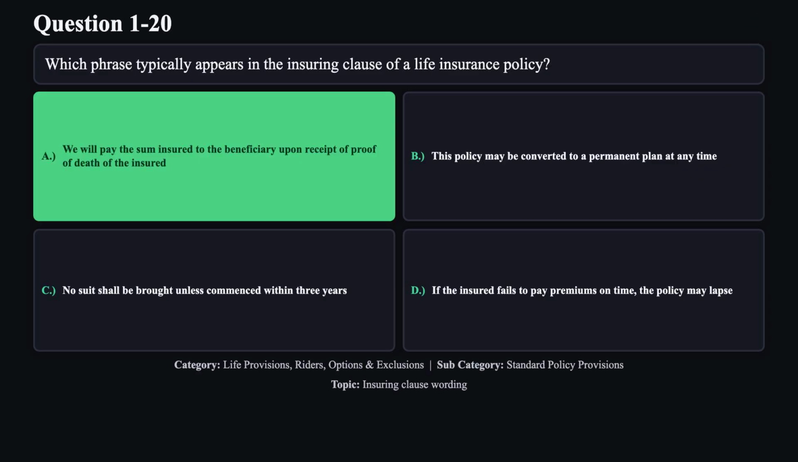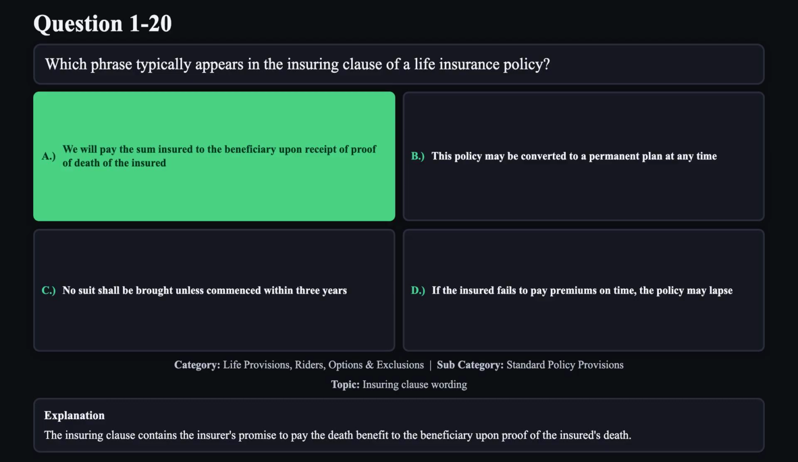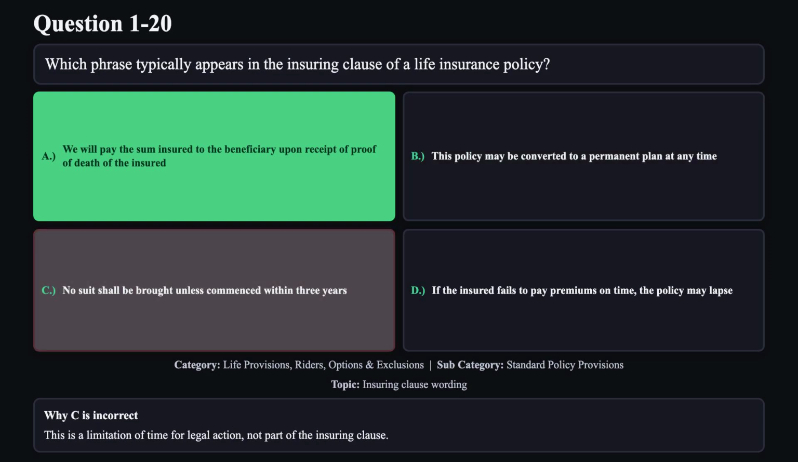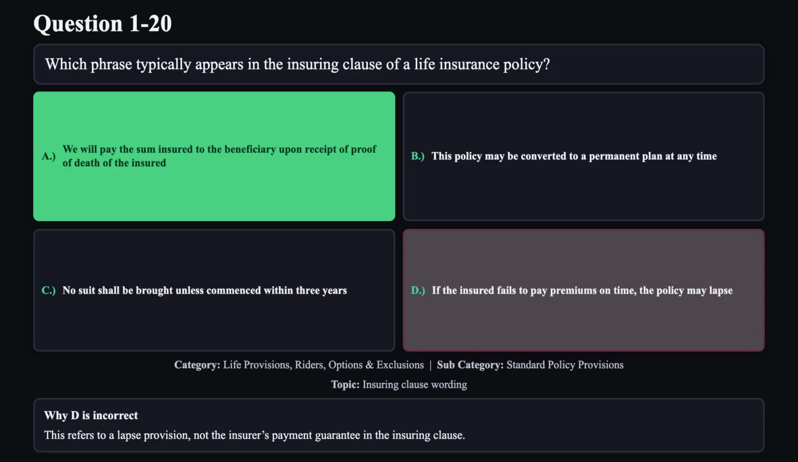The correct answer is A. The insuring clause contains the insurer's promise to pay the death benefit to the beneficiary upon proof of the insured's death. Reason B is not correct. This describes a conversion option, not the insurer's promise to pay in the insuring clause. Reason C is not correct. This is a limitation of time for legal action, not part of the insuring clause. Reason D is not correct. This refers to a lapse provision, not the insurer's payment guarantee in the insuring clause.